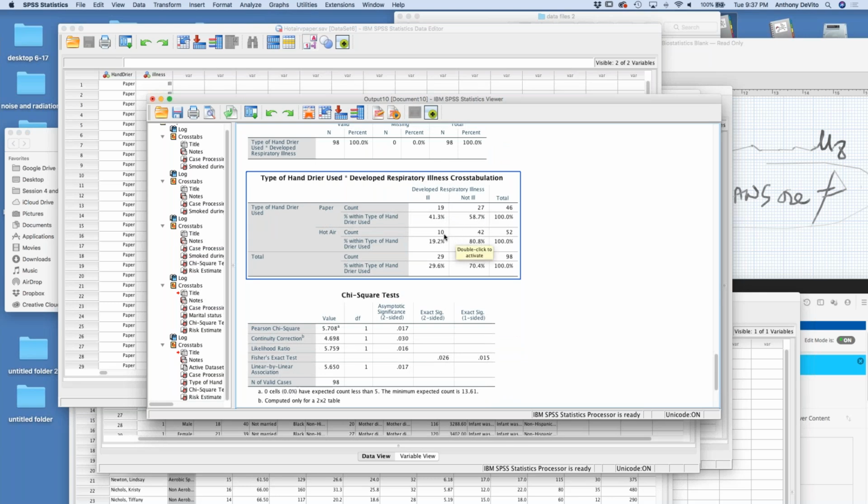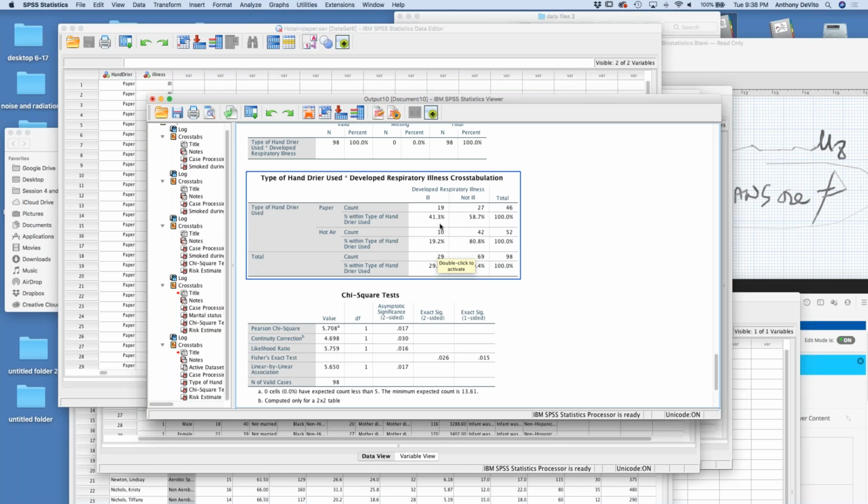If I wanted, I could have checked off also expected values, in which case in each box along with the 19, we would have put the expected values, presumably the same as we calculated. So 43% of the people who used the paper got ill, while only 19% of the people who used the hot air got ill. So my relative risk is 41% over 19%, or almost 2 to 1.